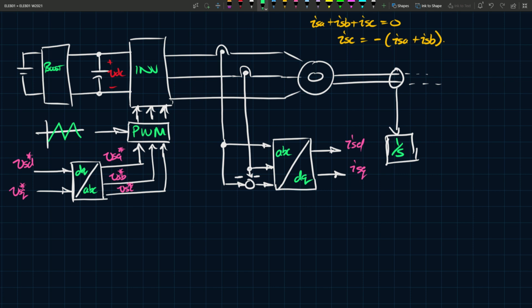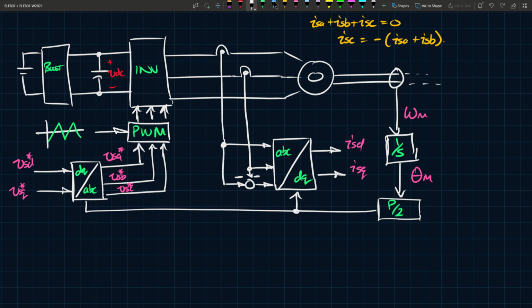So you take omega m. The output of the integrator is then theta m. But we need theta r, right? If we want theta r, we take this and multiply it by P over 2. So now we have theta r. We can send theta r to here, and we can send the same theta r to there.